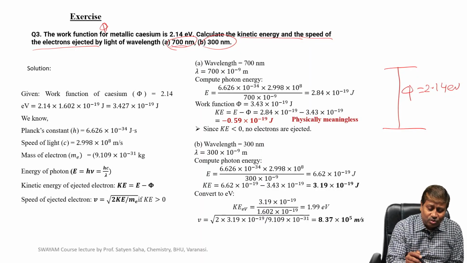The purpose of this is to tell you what happens when you use low energy light, that is 700 nanometer light, on a particular metal whose work function is 2.14 eV, and what happens when you shine high energy 300 nanometer light on the same metal surface. That is the photoelectric effect of Einstein. So, first you have to convert this 2.14 eV into joule.